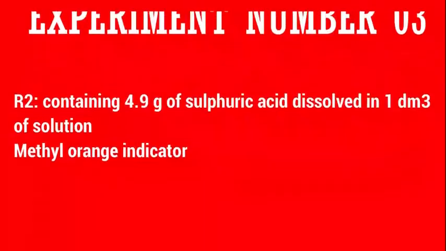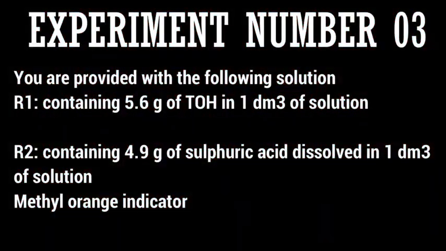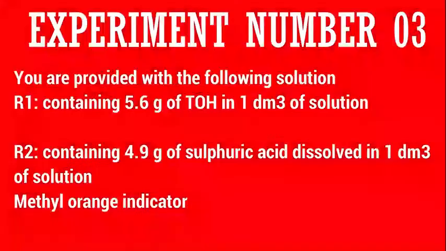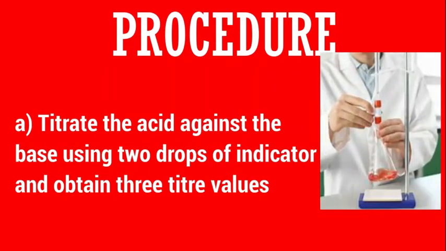Solution R1 contains 5.6 gram of T hydroxide in 1 decimeter cube of the solution. R2 solution contains 4.9 gram of sulfuric acid dissolved in 1 liter of the solution. The indicator used is methyl orange indicator. Procedure: titrate the acid against the base using 2 drops of indicator and obtain 3 titre values.